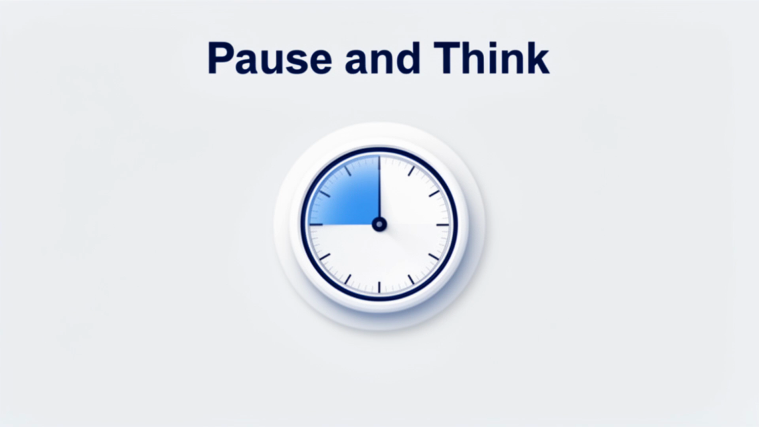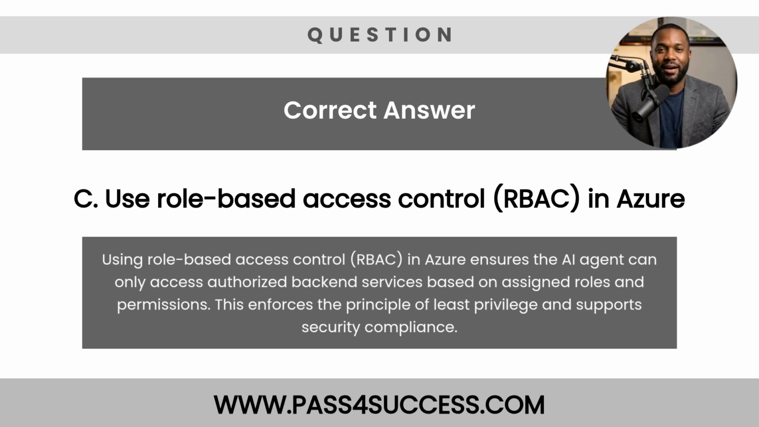Think about it. Correct answer, C. Use role-based access control, RBAC, in Azure. Using role-based access control, RBAC, in Azure ensures the AI agent can only access authorized backend services based on assigned roles and permissions. This enforces the principle of least privilege and supports security compliance.